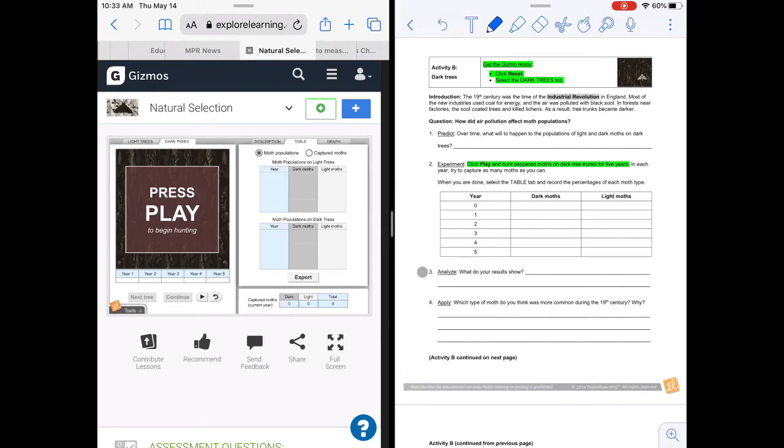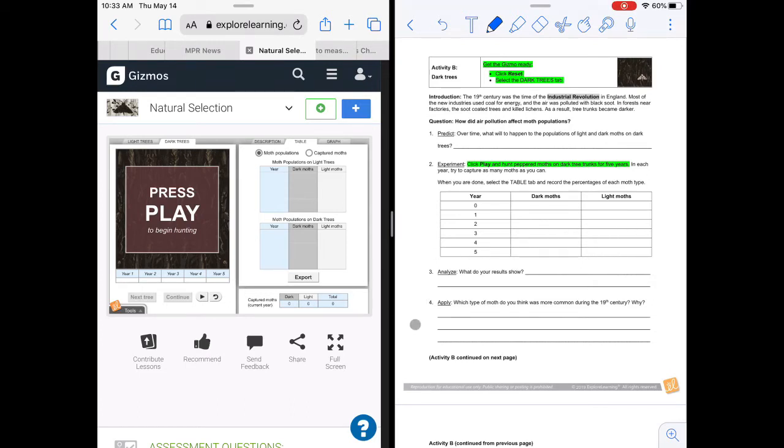So question 3 asks, what do your results show? Looking at those, did it show a change in the moth population? Were there more dark moths this time? Did it continue to be a population that was mostly light-colored moths? What does your data show you?